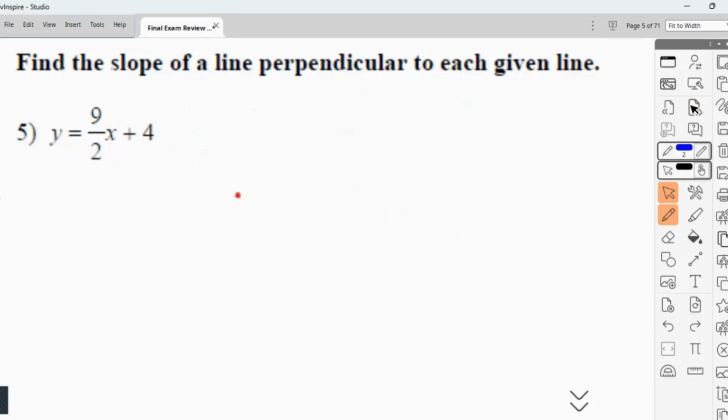All right. Slope is already here, guys, because for number 5, this is y equals mx plus b, right? Remember, the m is equal to the slope. So in this case, our slope here is equal to 9 over 2.